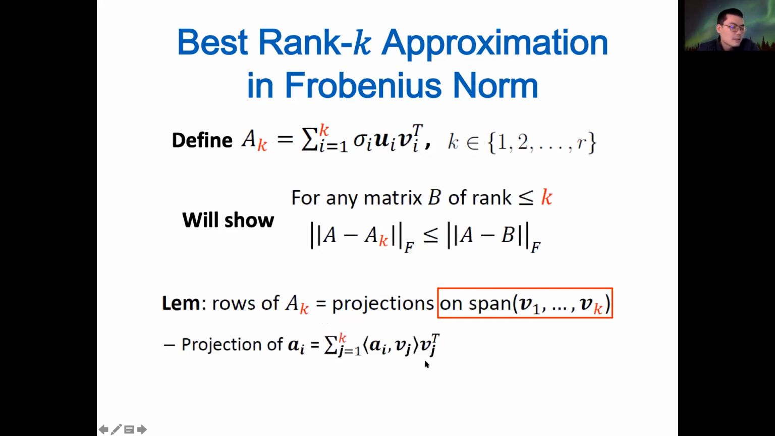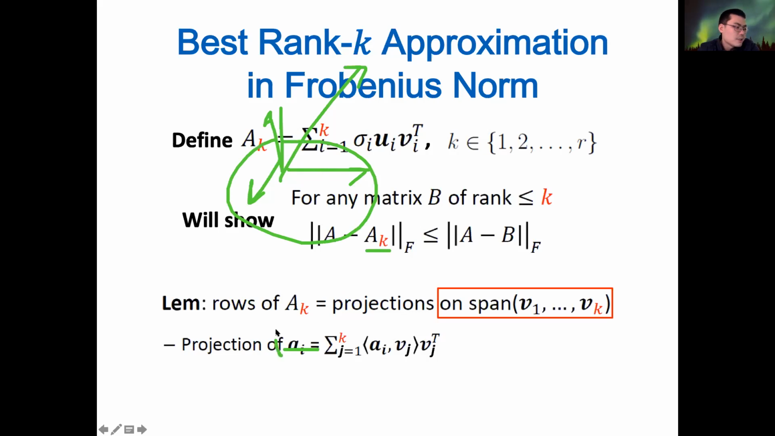So let's give some additional analysis of them. We know that this row of A is in R-dimensional space, but now AK only contains the first K dimensions. So how do we represent the projection of A on the first K dimensions? It's something like this: V1, V2, V3. This is the component along this direction, and this is the component along the second direction.